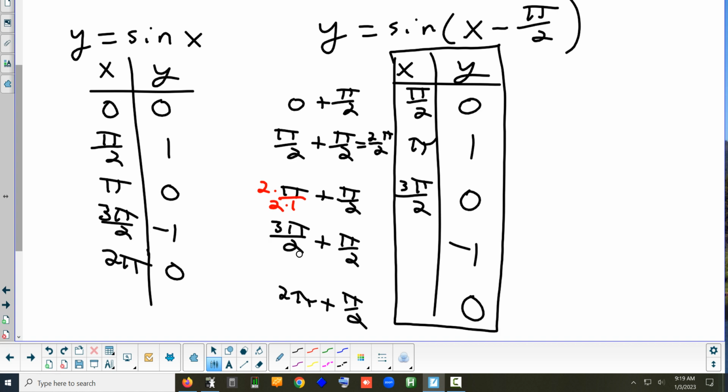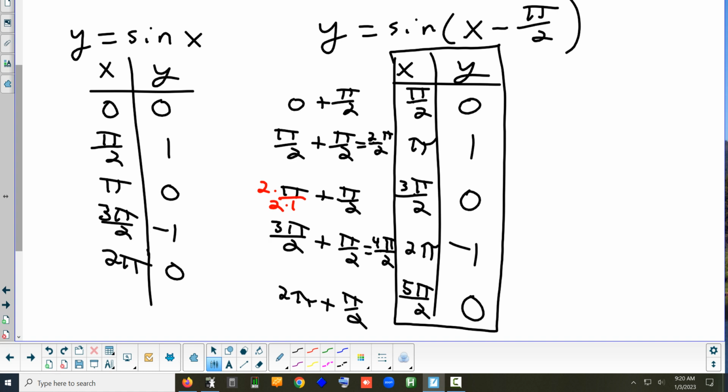Next one already has a common denominator. Can somebody tell me what 3 pi over 2 plus 1 pi over 2 is? But don't reduce it yet. 4 pi over 2. And now what does that reduce to? 2 pi. So look at the pattern so far: 1 pi over 2, 2 pi over 2, 3 pi over 2, 4 pi over 2. What do you think the last one is? 5 pi over 2.